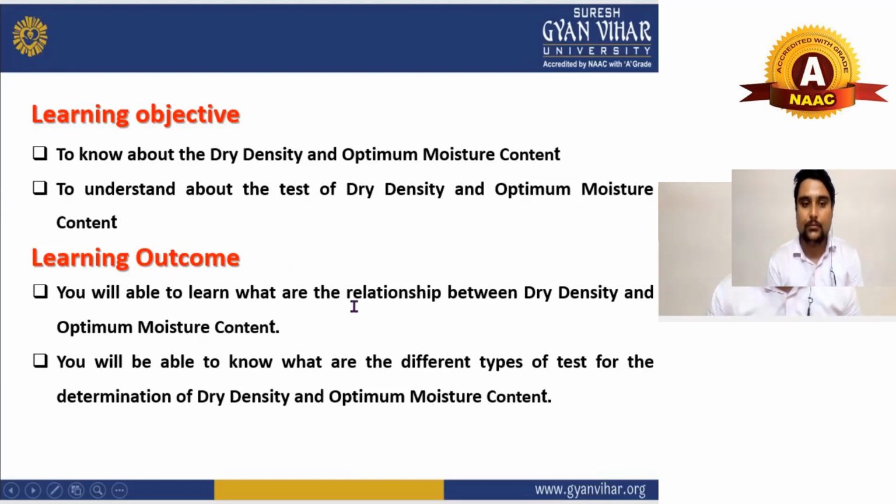And there is also the learning outcome. You will learn the relationship between dry density and optimum moisture content, and how they affect each other. You will also be able to know the different types of tests to determine dry density and optimum moisture content. Sometimes we call maximum dry density MDD, and optimum moisture content OMC. In many exams you will see questions related to dry density and optimum moisture content.